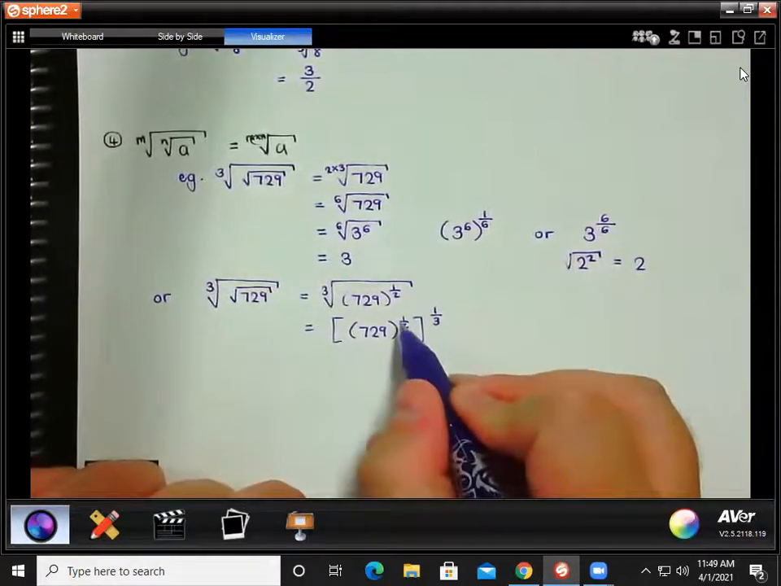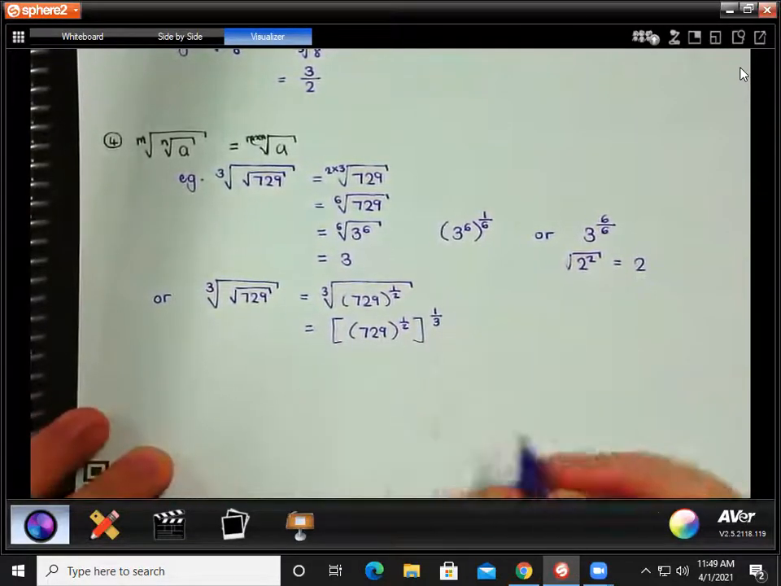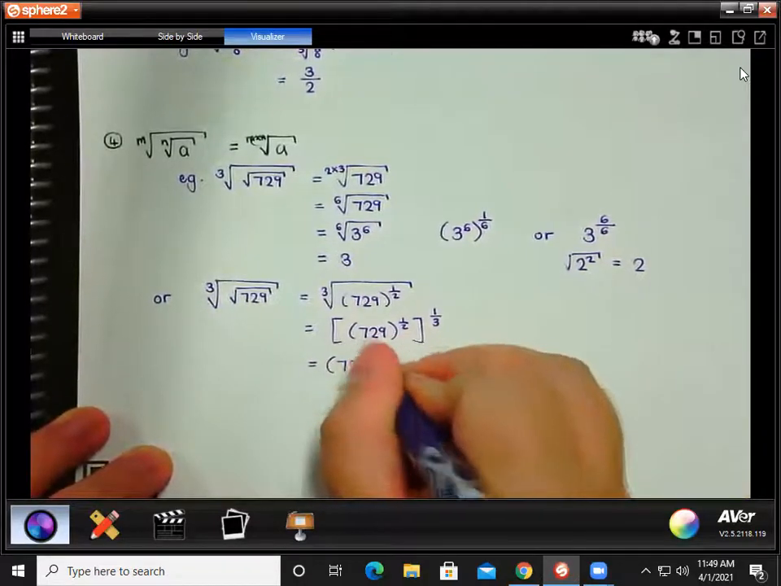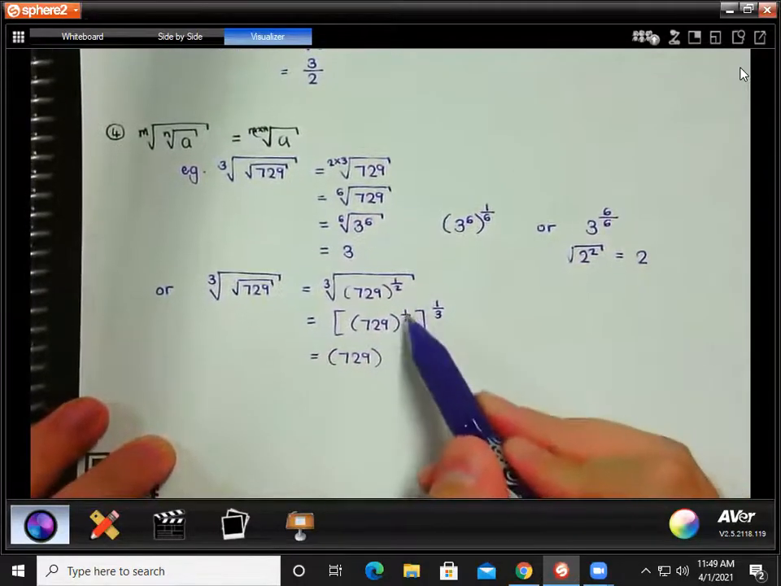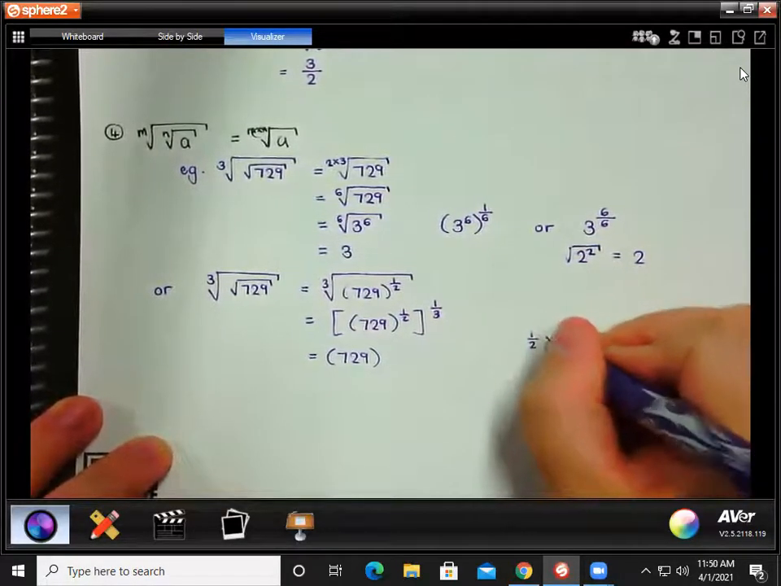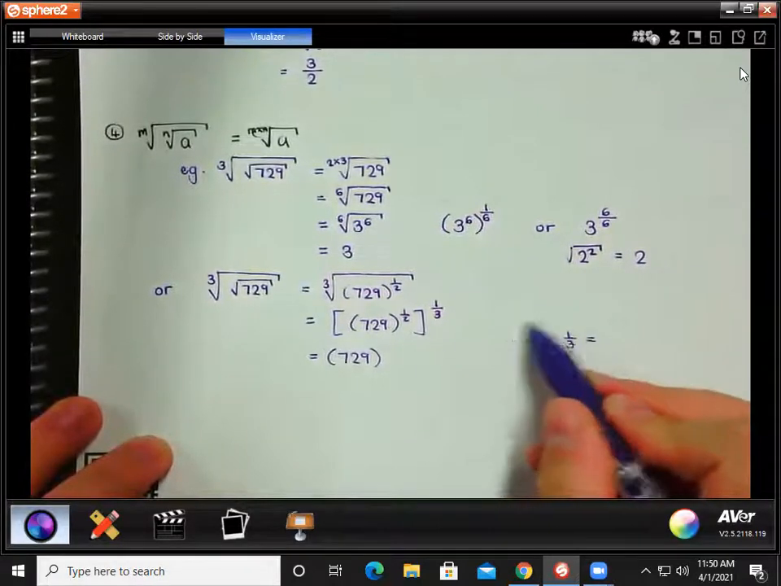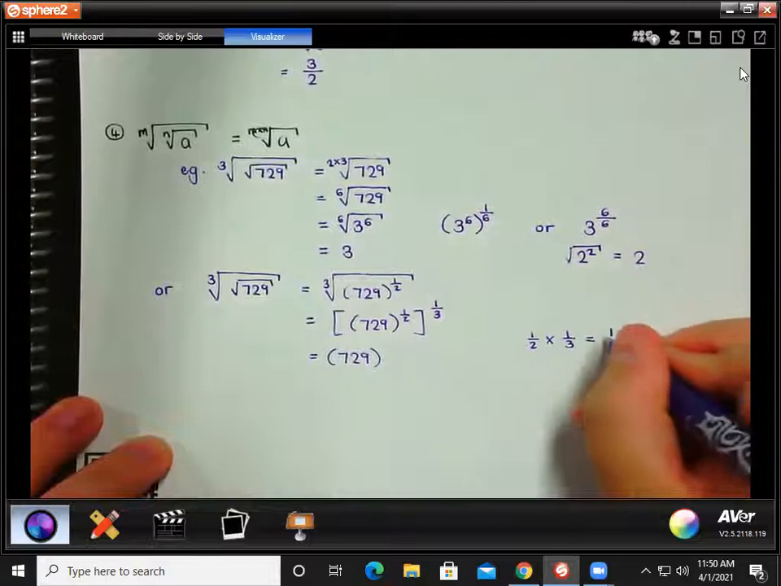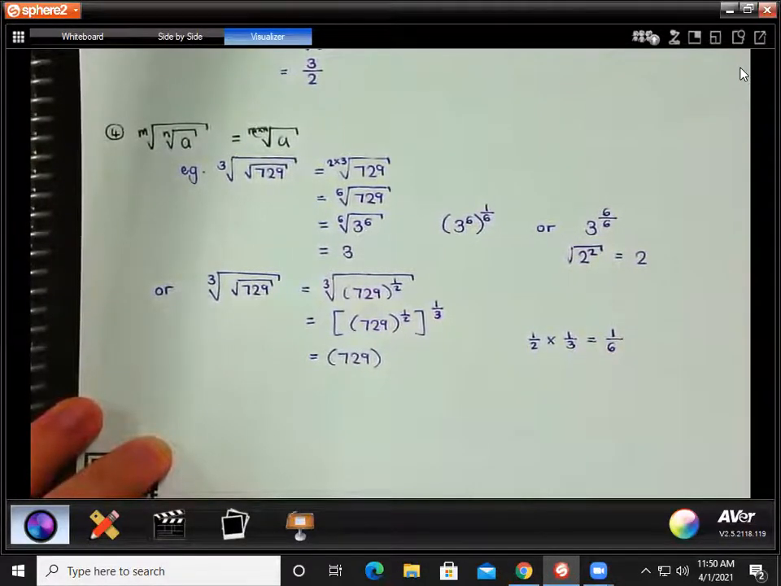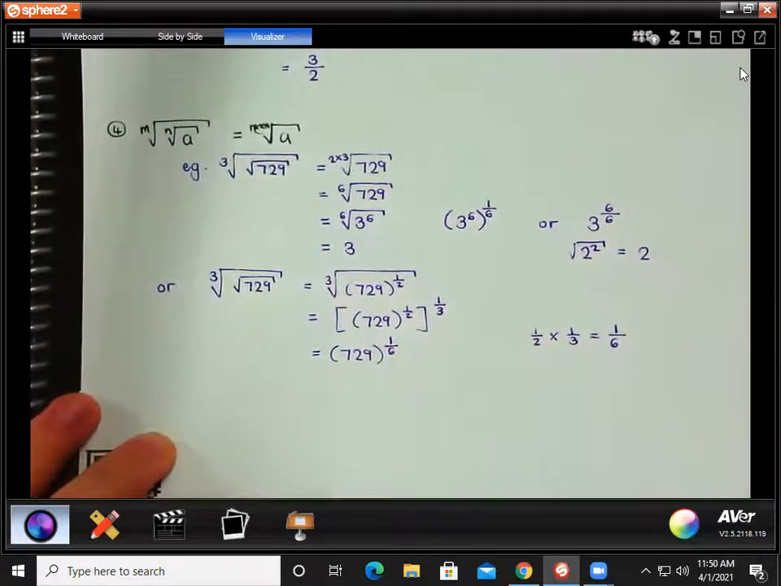And now what do I do if I have an exponent inside a bracket and outside a bracket? I times them together, hey? So I'm going to get 729 to the power of a half times a third. Now a half times a third, I'll do it on the side here. We multiply the numerators together. 1 times 1 is 1, and 2 times 3 is 6. Right, so that is going to become 729 to the power of 1 over 6.